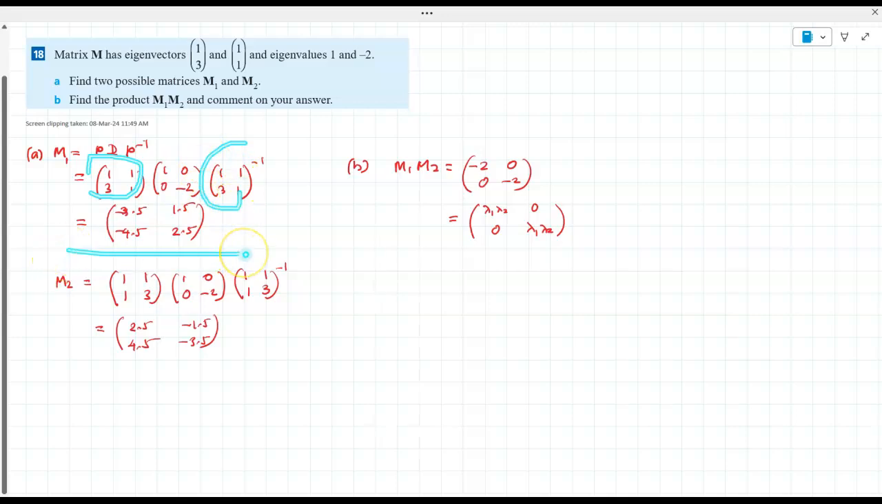And the next one you do 1, 1, 1, 3, then 1, 1, 1, 3. This you keep as it is. Don't change this also. Don't swap this also. And the inverse of this, and that's this.